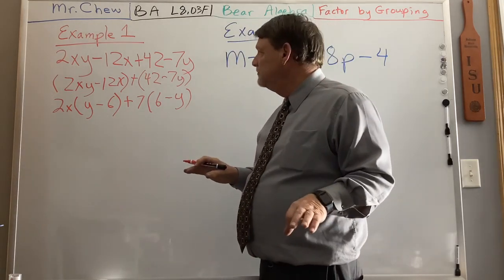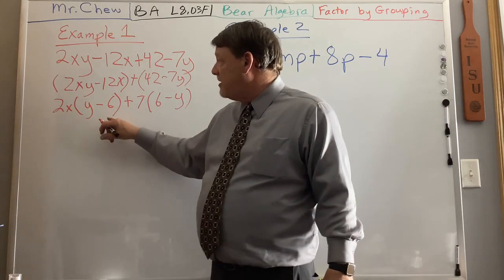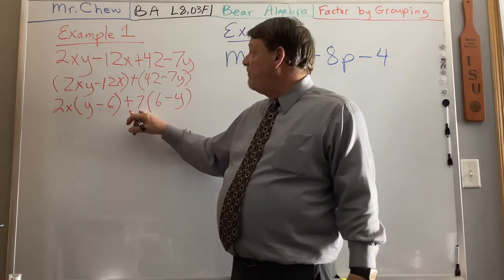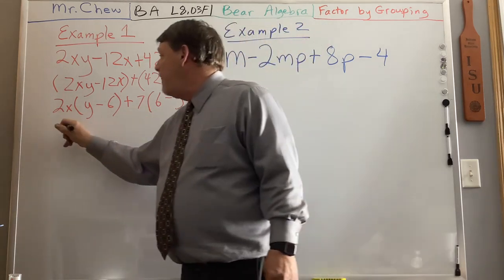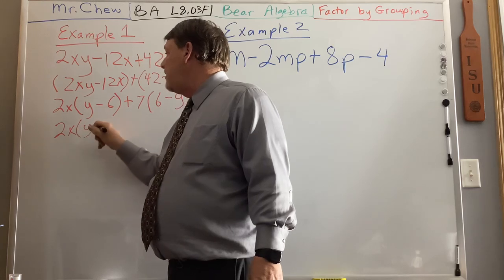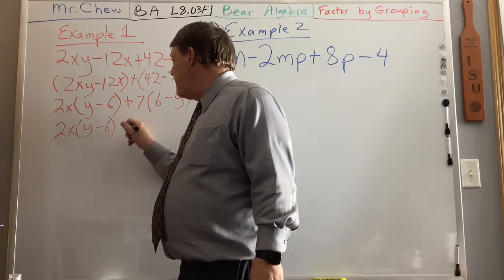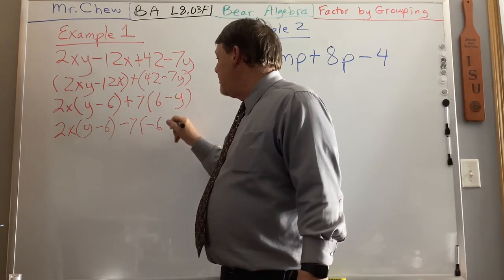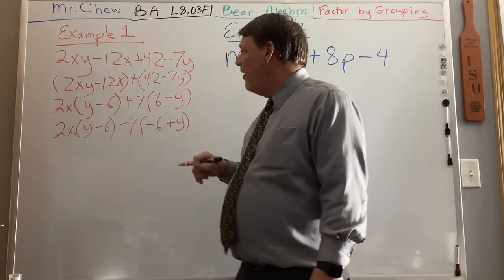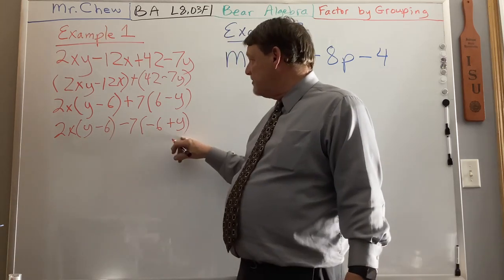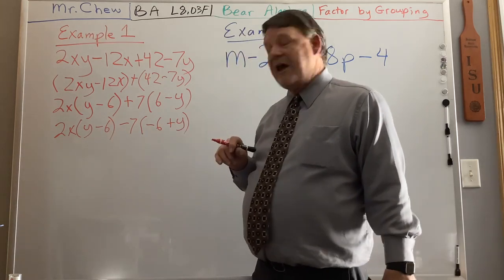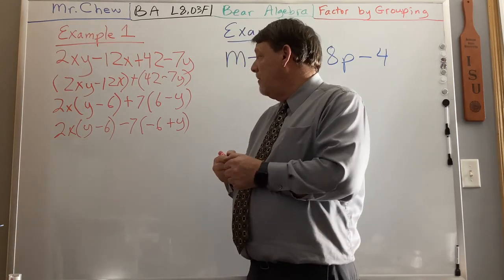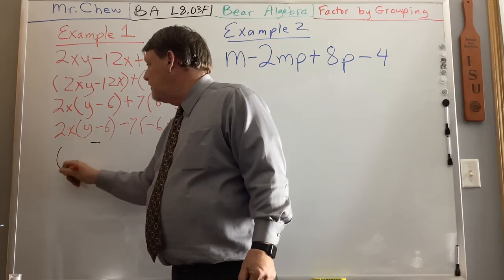Those aren't the same. But if you notice, my y is positive, my 6 is negative, and here my 6 is positive, my y is negative. So instead of factoring out a positive 7, I should have factored out a negative 7. And so that's going to be minus 7, and this becomes negative 6, and then plus y. Now look, my y is positive in both of them, and my 6 is negative. So I can factor out now this y minus 6.